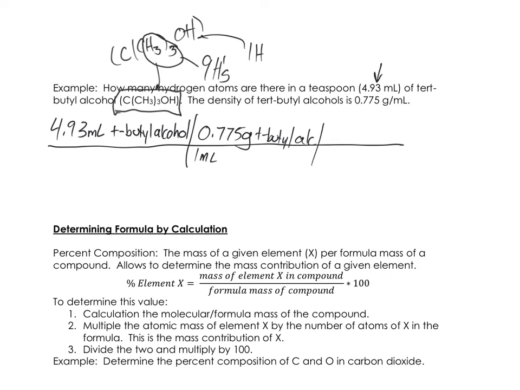Now I need the molar mass. So how do I figure that out? Well, I need to sum up all of the contributions from here. So I have 4 carbon, so that's 4 times 12.011, plus I have 10 hydrogens, so plus 10 times 1.00794, and then I have 1 oxygen, so plus 15.9994, and that gives me a molar mass for tert-butyl alcohol of 74.1228. That's my last sig fig, grams per mole.